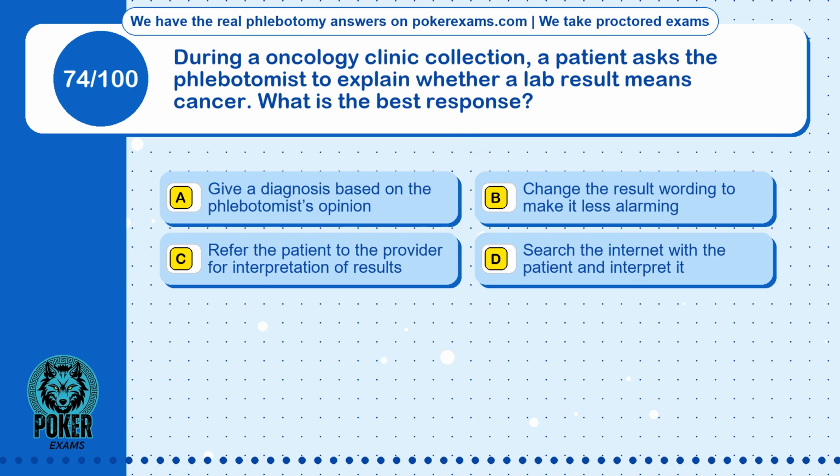Question 74. During an oncology clinic collection, a patient asks the phlebotomist to explain whether a lab result means cancer. What is the best response? Option A, give a diagnosis based on the phlebotomist's opinion. Option B, change the result wording to make it less alarming. Option C, refer the patient to the provider for interpretation of results. Option D, search the internet with the patient and interpret it.